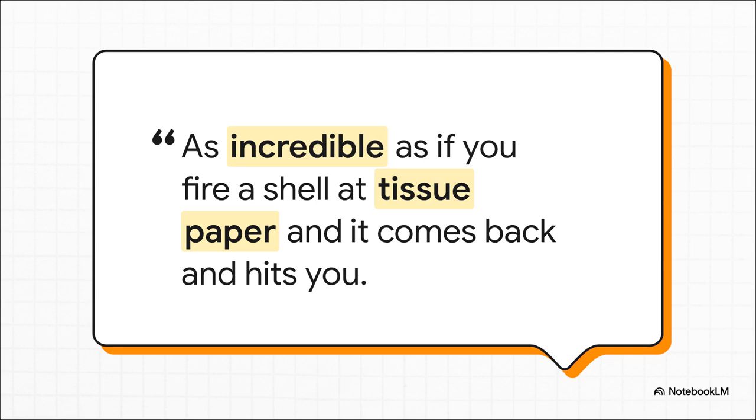He said, and I quote, "It was almost as incredible as if you fire a 15-inch shell at a piece of tissue paper and it comes back and hits you." Just imagine that, a huge cannonball bouncing off a tiny piece of paper. This one result completely proved Thomson's watermelon model was wrong. Something very tiny, very dense, and very positive had to be sitting in the middle of the atom.